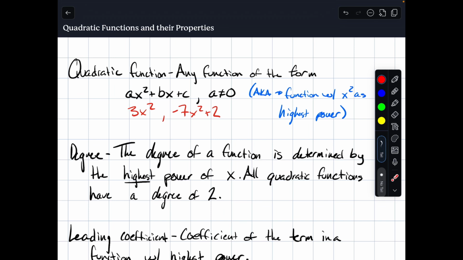But really, quadratics kind of just look like concavity. It looks like this, and it looks like this. And they're used to find concavity, and we're going to see that in a little bit.